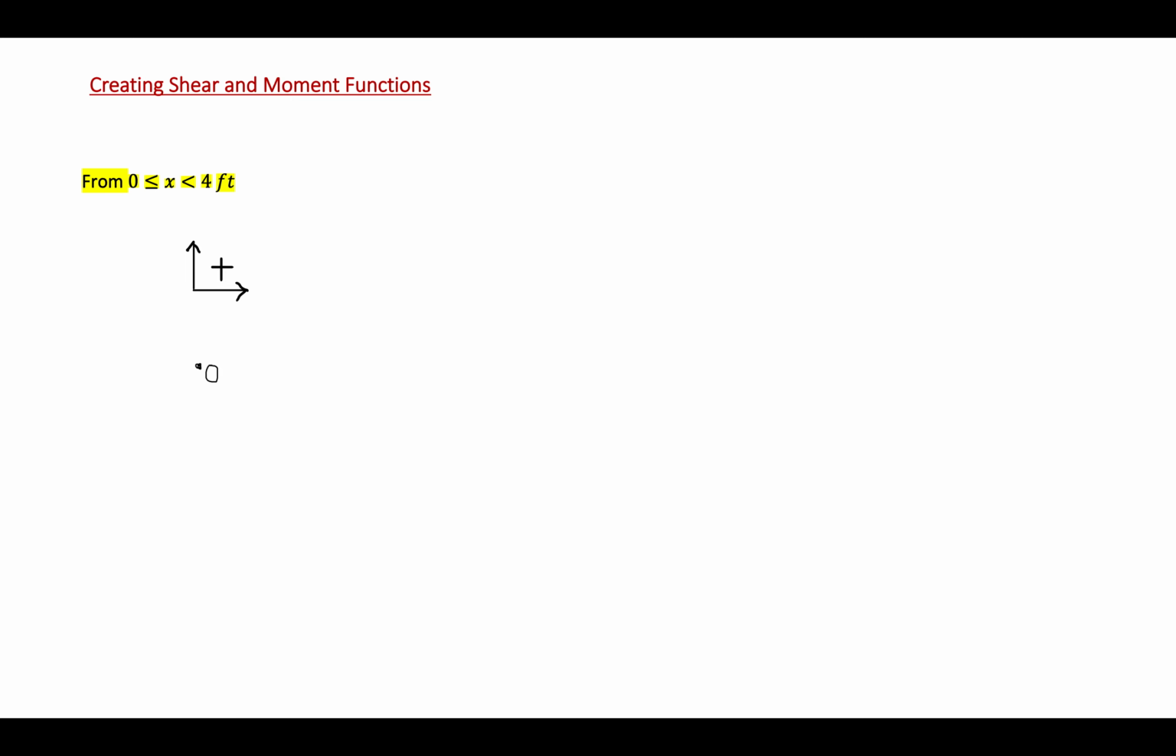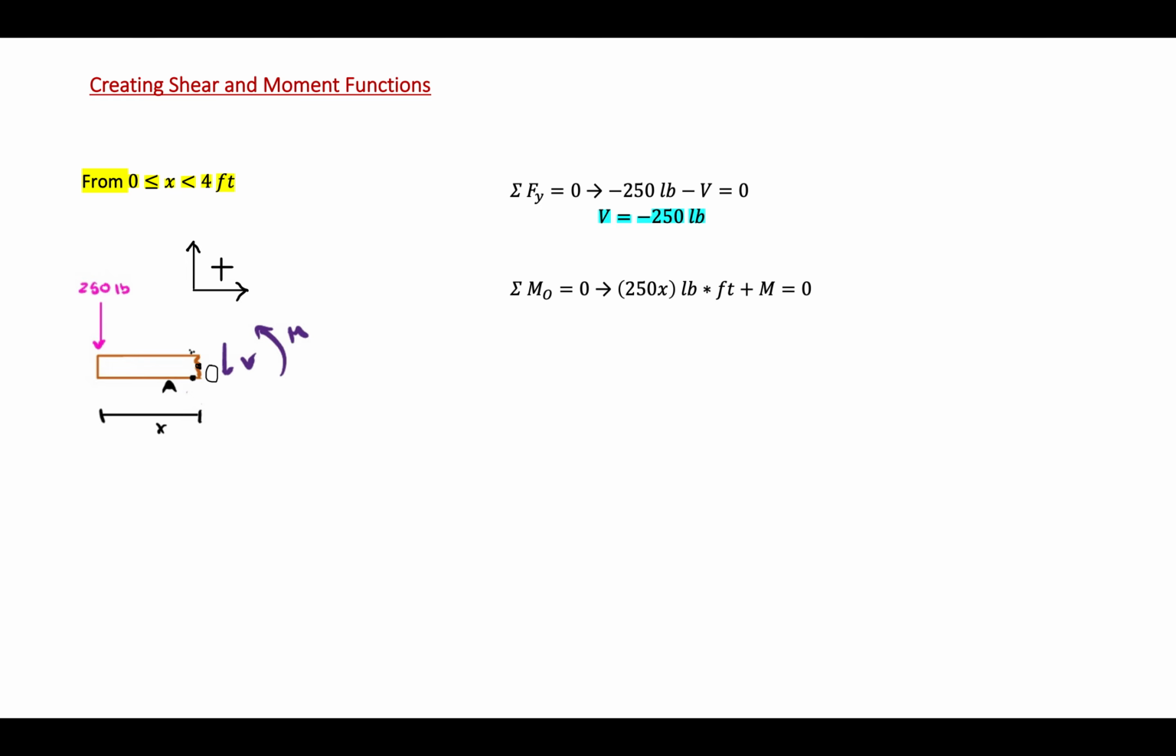Starting from 0 to 4, we can make the cut and draw the free body diagram as shown. Taking the equilibrium equations, we get V equals negative 250 pounds, and taking the moment at point O, we get M equals negative 250x for the moment.